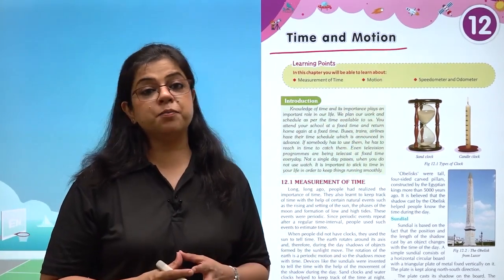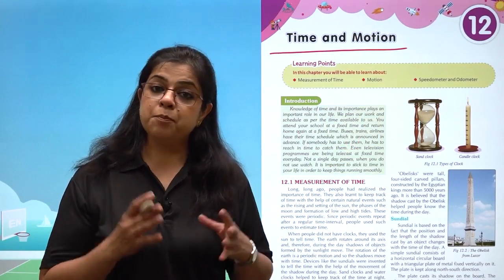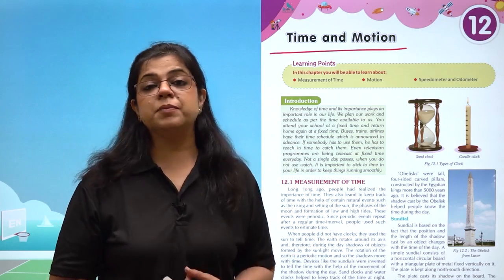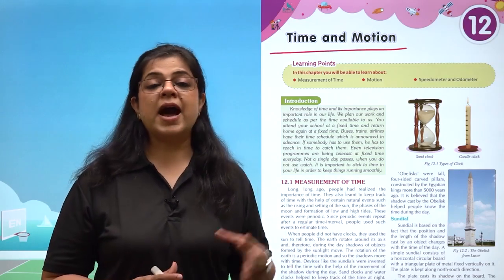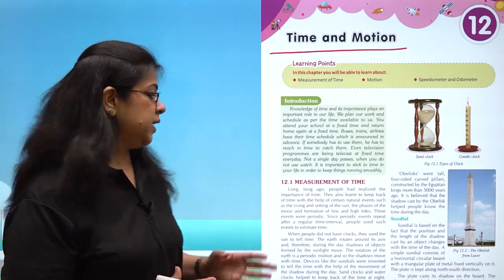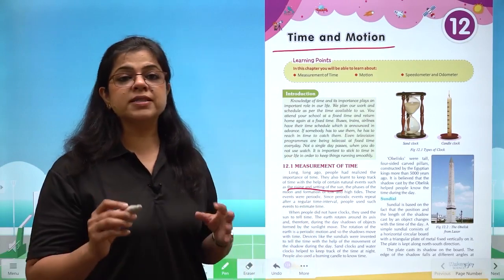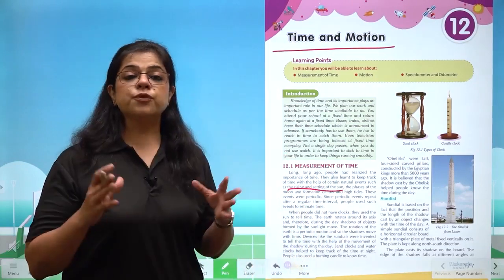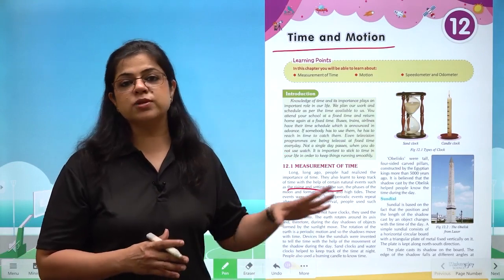So we know that it is important for all of us to keep track of time. It was important to keep track of time even in olden times. But there were no clocks. At that time, people used to focus on the periodic rising and setting of the sun. So we all know that because of the sunlight, shadows are formed.